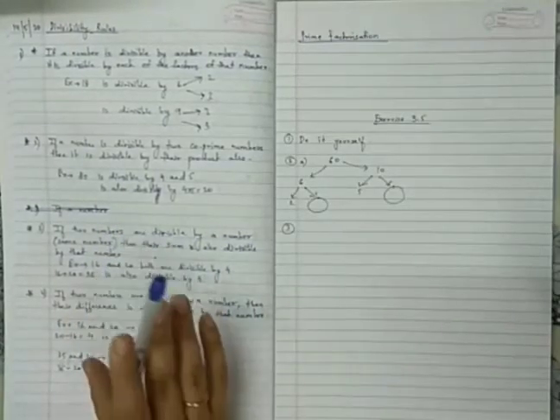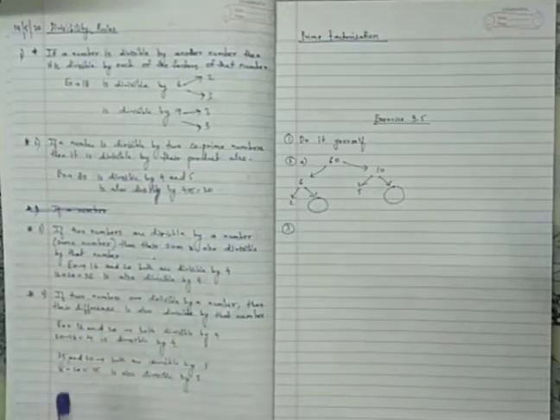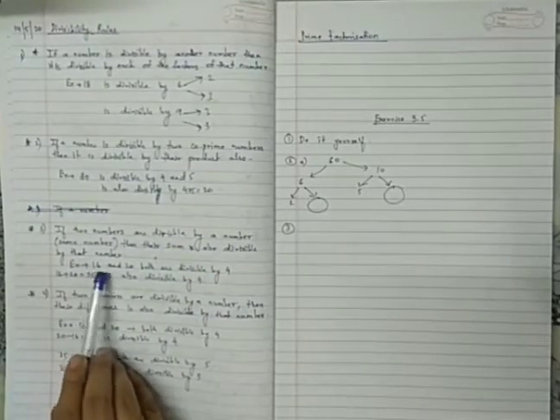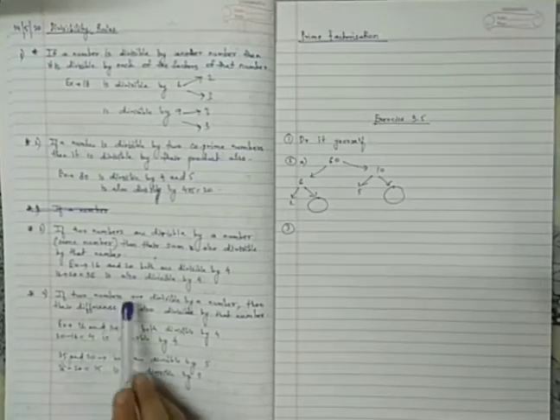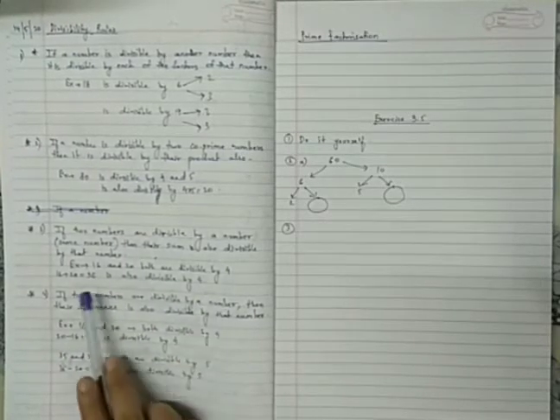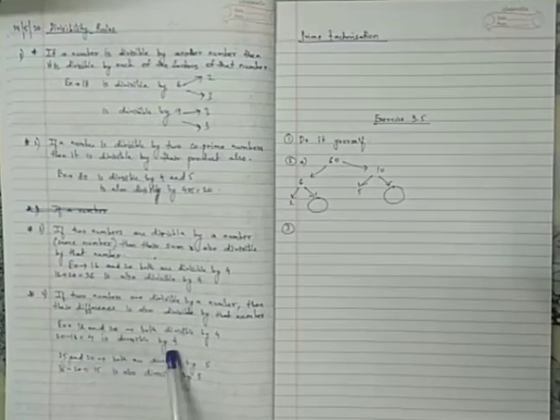Similarly, if two numbers are divisible by a number, then the difference is also divisible by this number. I will take the same example here for the difference. 16 and 20. Both are divisible by 4. Now their difference is 4. The difference is also divisible by 4.